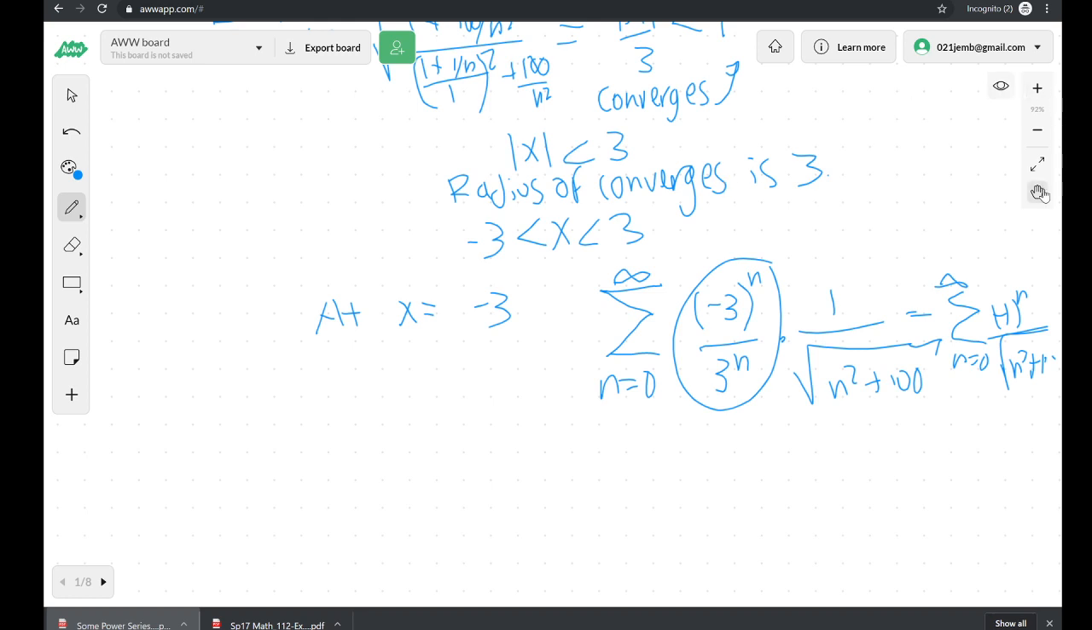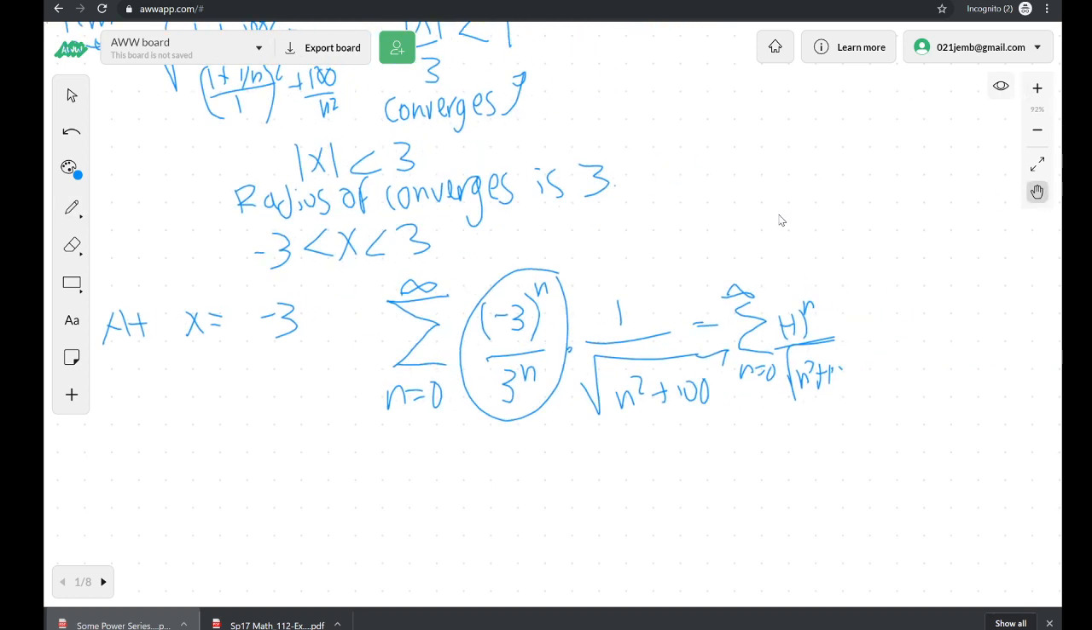Oh boy, I don't have space. Okay, there we go. So this converges by the AST, the alternating series test. Why? All conditions of the alternating series test are met. The first condition is that u sub n, this expression, which is the sequence without the alternator negative 1 to the n, is positive for all index values greater than or equal to 0.